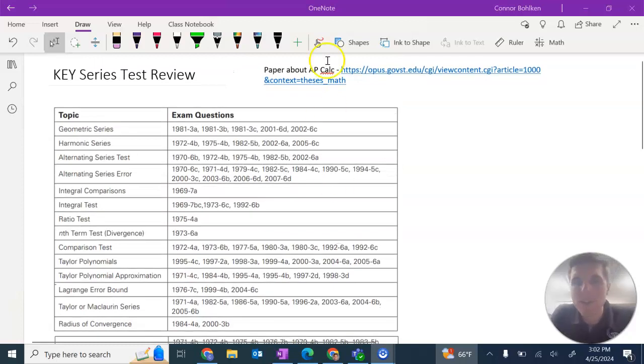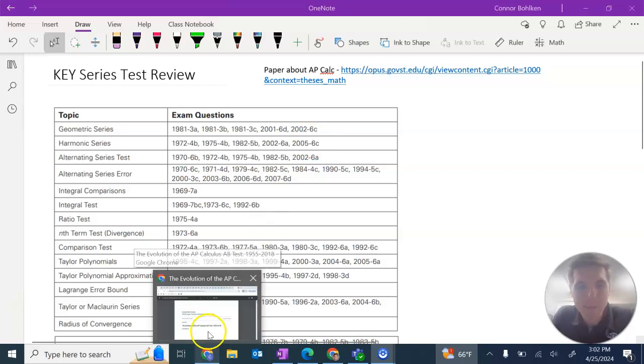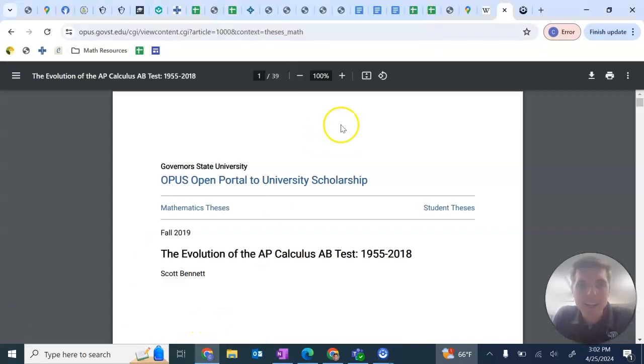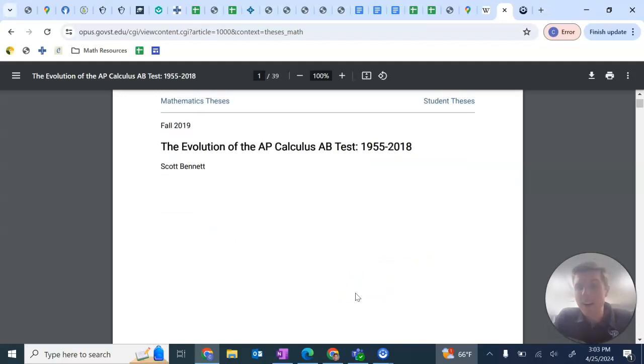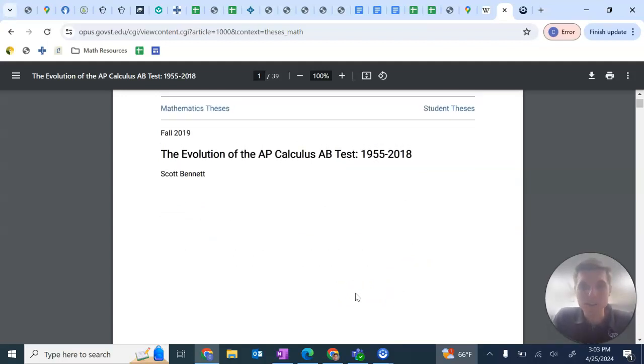But I did want to share with you, this is an awesome paper. I had no clue about some of this sweet history of the AP Calc exam. Here's what it looks like. It says the evolution of the AP Calculus AB test from 1955 to 2018. I read it right before I was trying to go to sleep, and I couldn't sleep afterwards because it was so interesting.